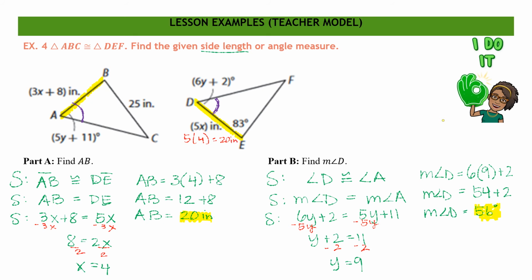So we see for sure that this answer is correct because we have the corresponding parts that are equal to each other. And then the measure of angle D corresponds to angle A. And if I replaced Y, what would I have? 5 times 9 plus 11. We know 5 times 9 is 45, and 45 plus 11 gives me 56 degrees. We can see here for sure that our answers match up.